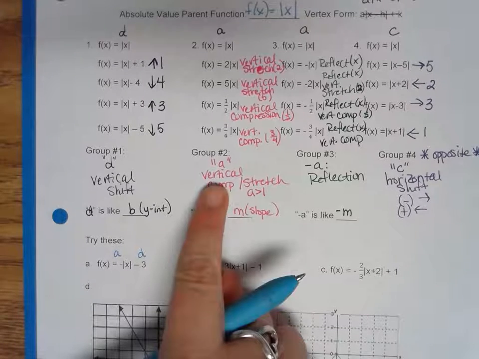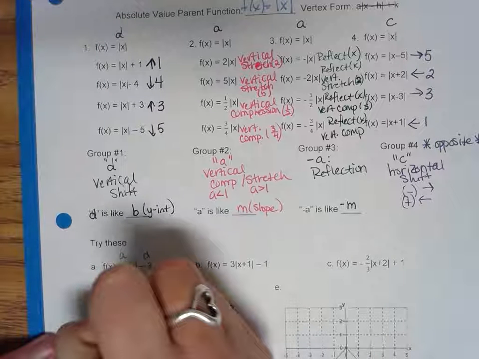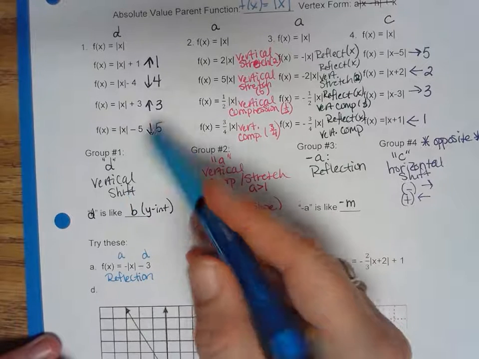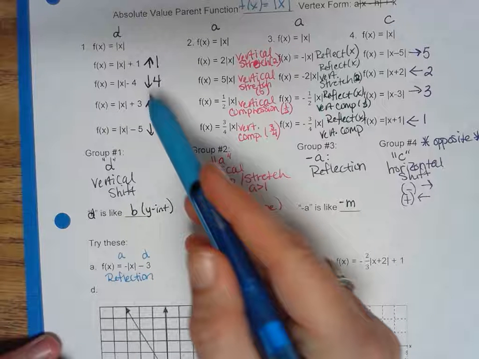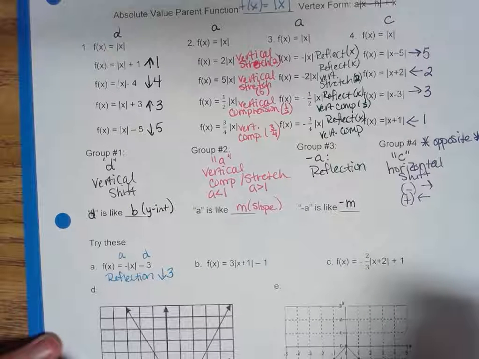So I'm going to go here and I'm going to find A, but A is just a negative, so I'm in the wrong section. I'm going to go here, which is a reflection. D is right here. Notice I was moving up and down, so I'm going to go down 3. And those are the transformations for this function.